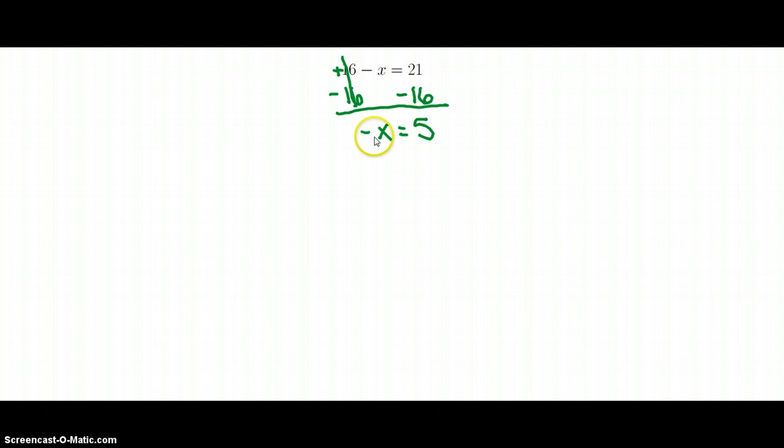And we're not quite done because x has a negative sign in front of it still. So we have to actually multiply both sides by negative 1. Negative 1 times negative 1 leaves us with positive 1x, or just x. And then 5 times negative 1 is negative 5. So x equals negative 5 is our answer.